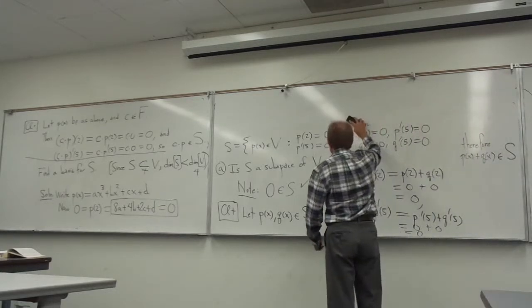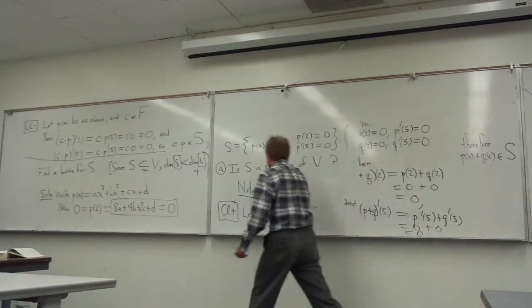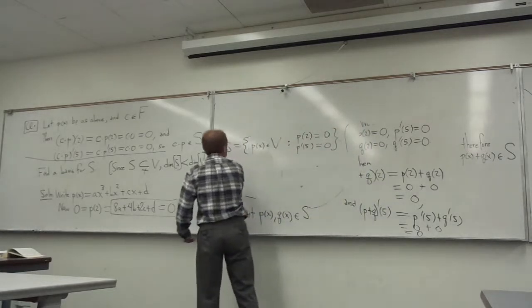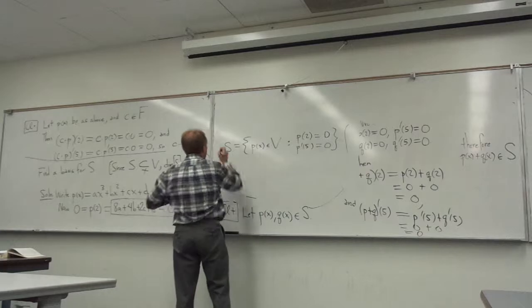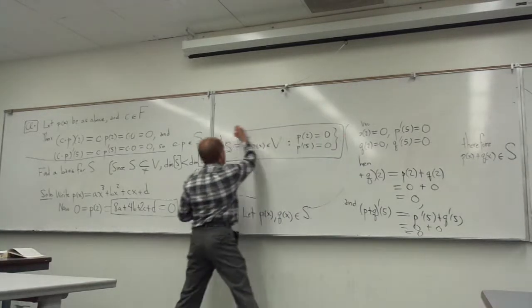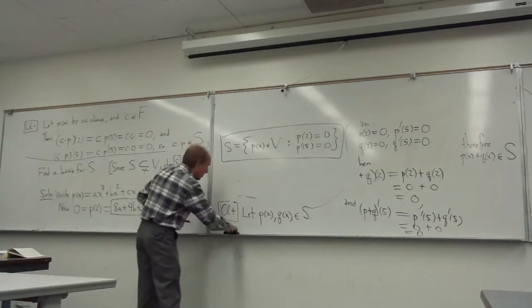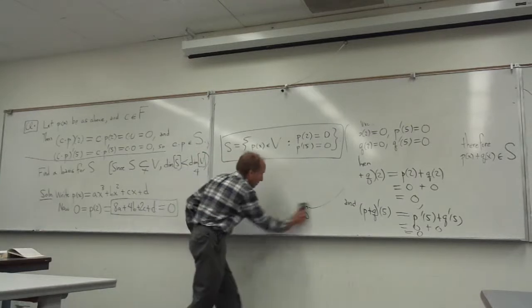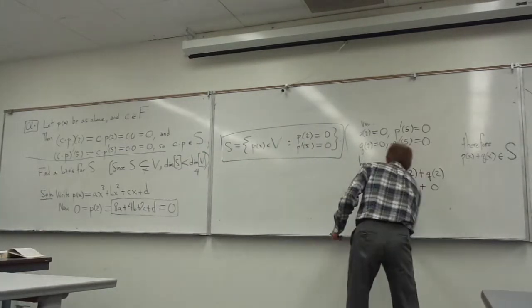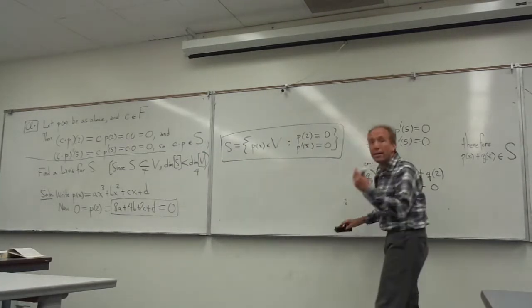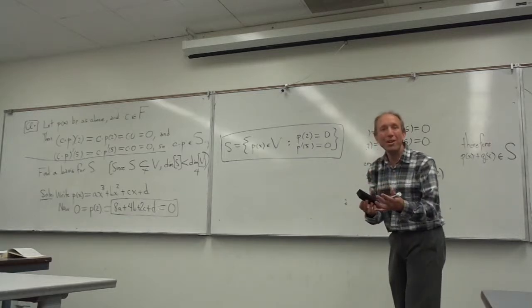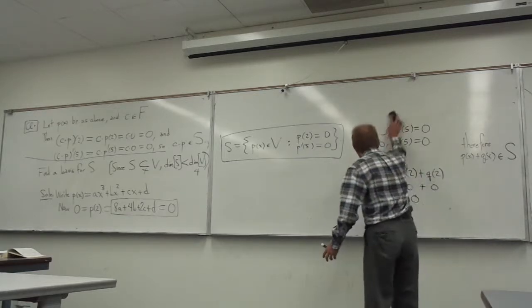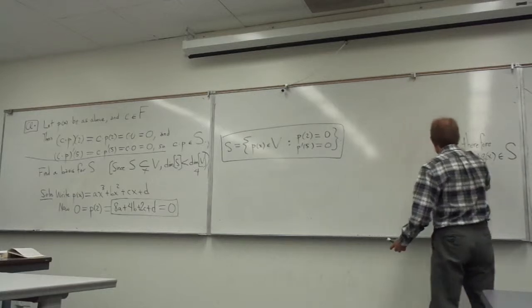So I'm going to try not to erase the set S here, because the whole problem is based on this set right here. But let me go ahead and try to get some space. So you see, we actually have to get our hands messy a little bit on this part. We have to actually write out the form of these polynomials.